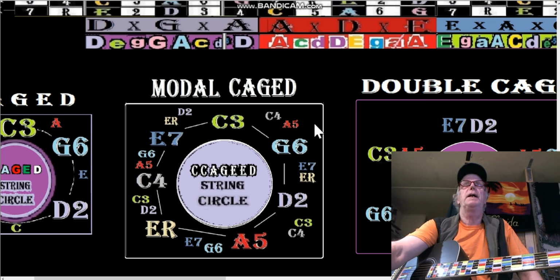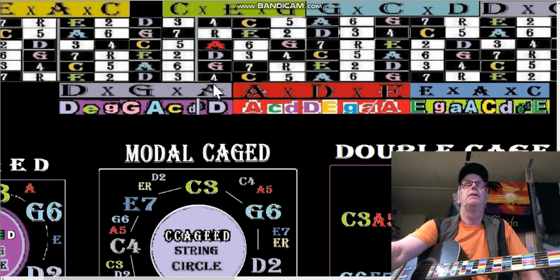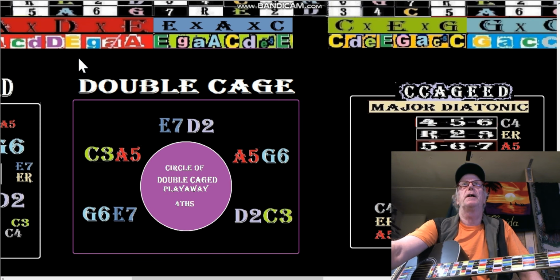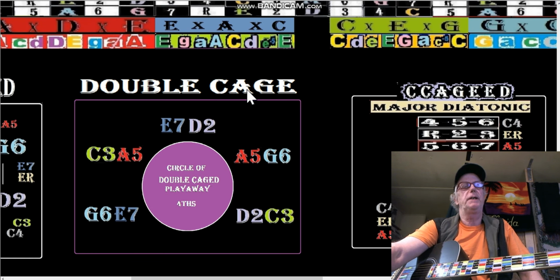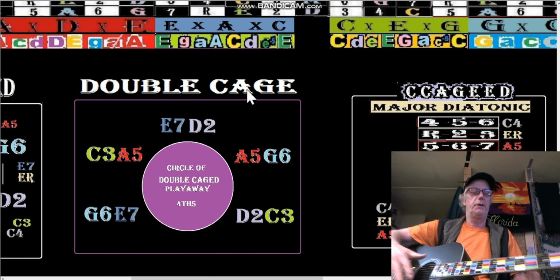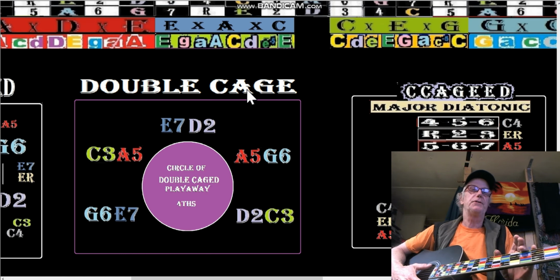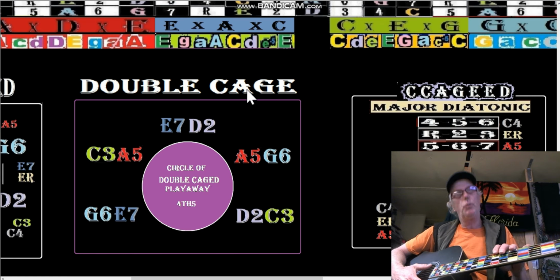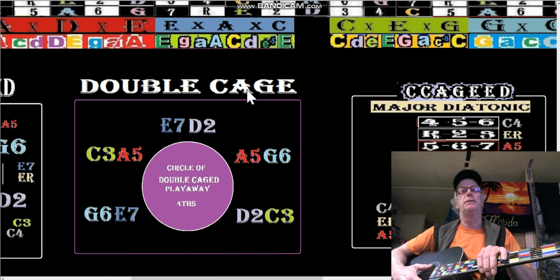This is modal cage, but it's the C-C-A-G-E-E-D. It's all 7 modes. It's just that the C string shape from over here has not only the 3, 4, 5 right here, but it has the 4, 5, 6, and we'll get to that diagram. We also have the double cage circle here. This is where we're taking the old cage system and doing double cages, so we can start on one and play up to the other.